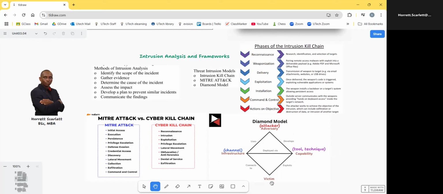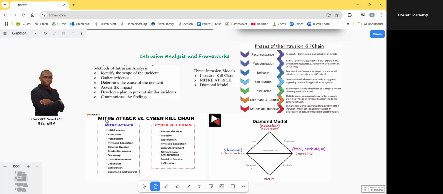So if the attacker wants to shut down the operation of the organization, then they might be attacking a server, which will be the channel. And the kind of tool or technique that they are using might be a DOS, a denial of service attack, in order to overload the server so that it cannot handle the valid requests. And in so doing, the victim is now unable to carry out the kind of operations that they should be carrying out on a daily basis because the server is overloaded and it is now inoperable.